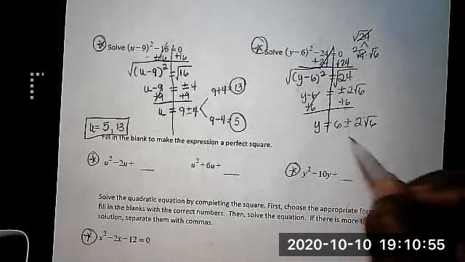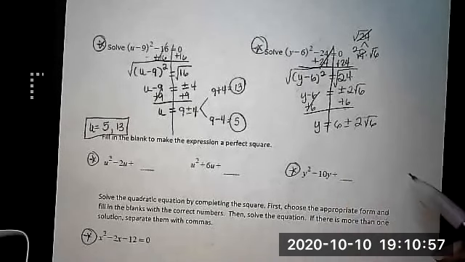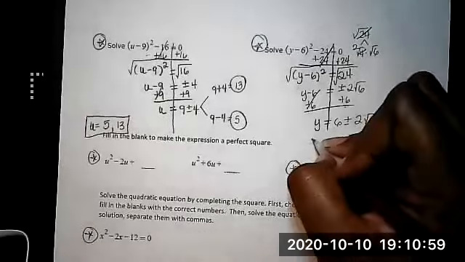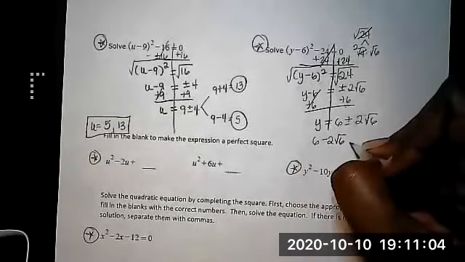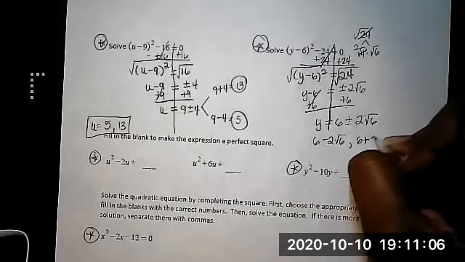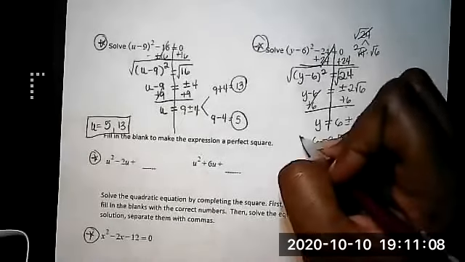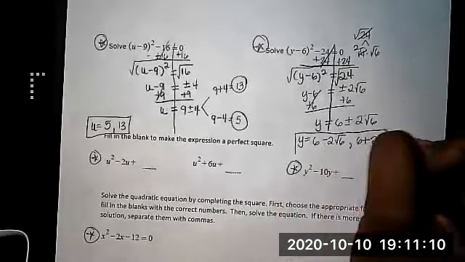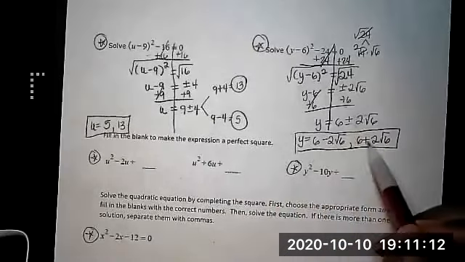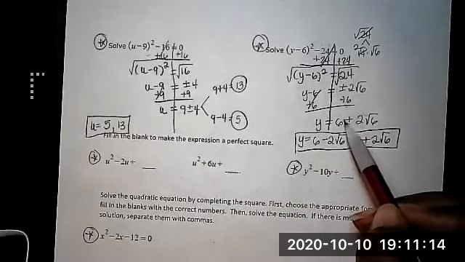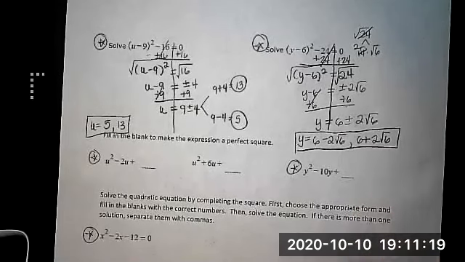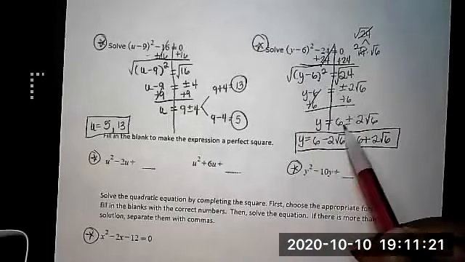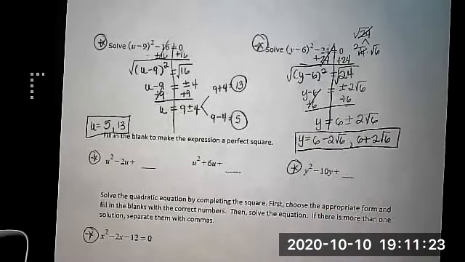Okay? There's really nothing you can do there. You just got to leave it alone. But they do want you to write it separately. 6 minus 2 square root of 6 and 6 plus 2 square root of 6. Two different answers. Y equals both of them. Okay? Two separate situations. Most of the time you'll see it like this, but you have to know that there are two different answers within this. It looks like that, but it's still two different answers. Okay?